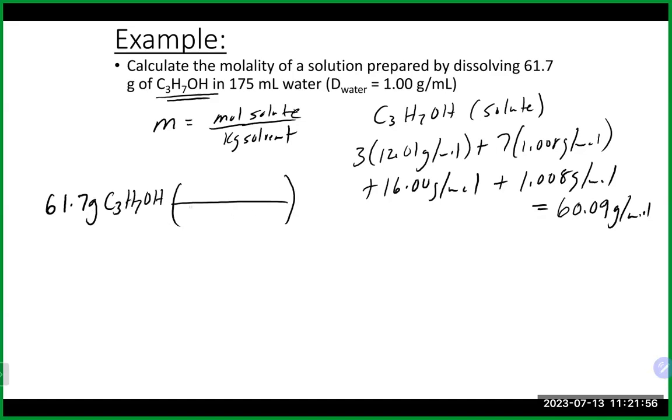We're going to divide by the grams here to get to moles. The 61.7 divided by our answer is going to give us 1.027 moles.